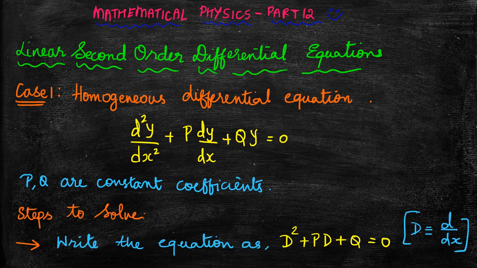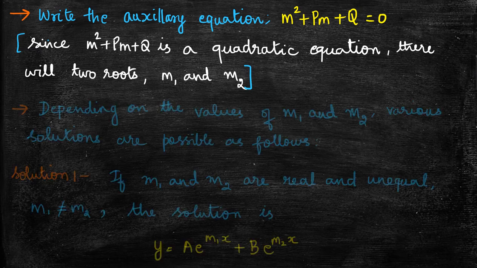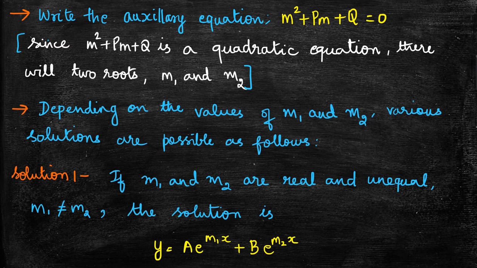So now how do we solve this kind of differential equation? We are going to write this particular equation in the form D square plus pD plus q is equal to 0 where D is equal to d by dx. And then we are going to write the auxiliary equation. So instead of D square, I am assuming D to be m. So my auxiliary equation here is m square plus pm plus q is equal to 0. Since this is a quadratic equation, we will have two roots. So based on these two roots, we'll have different solutions possible.